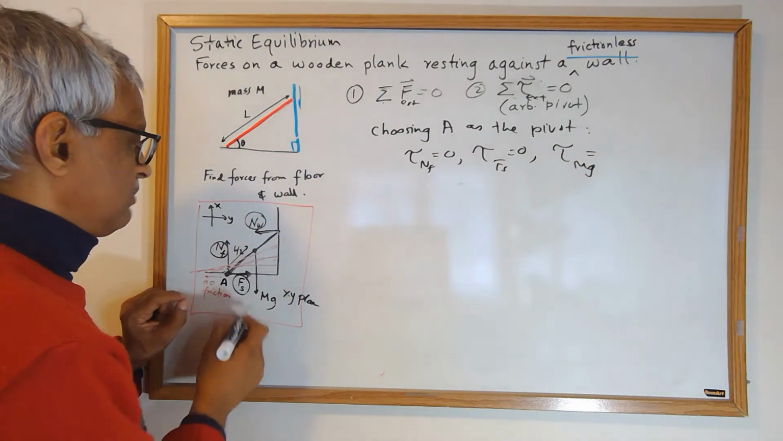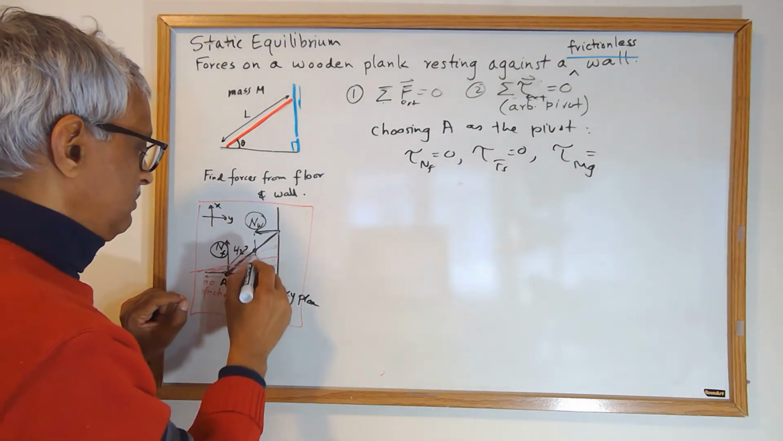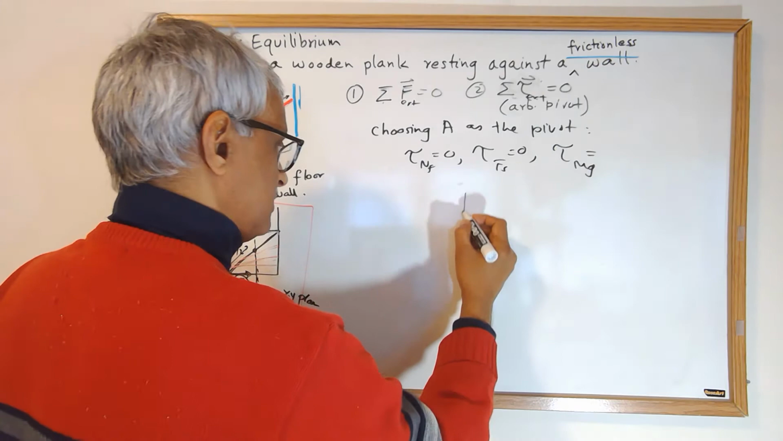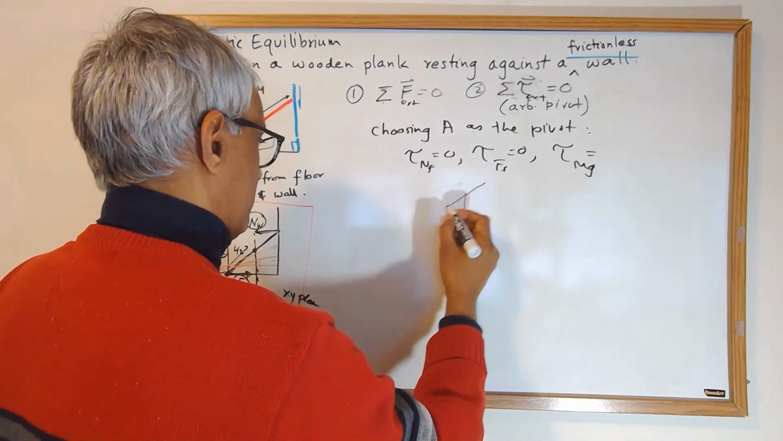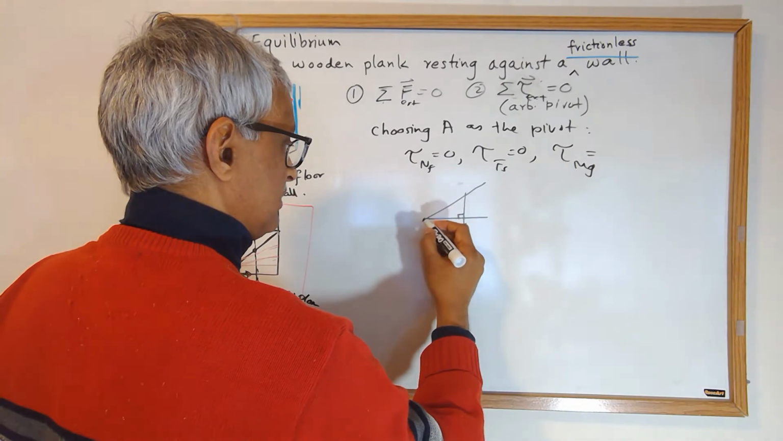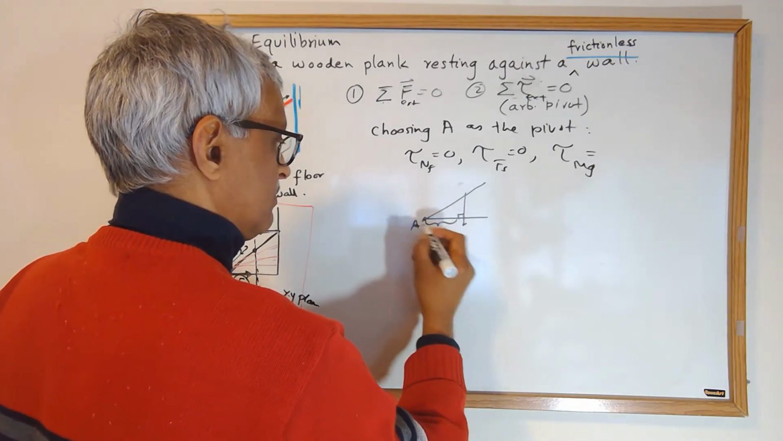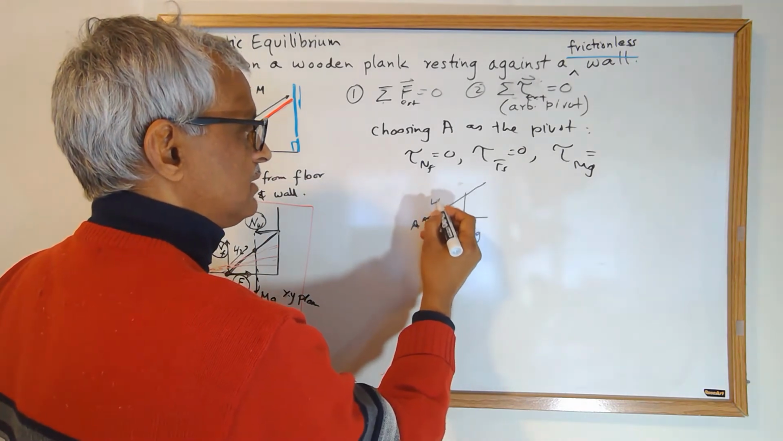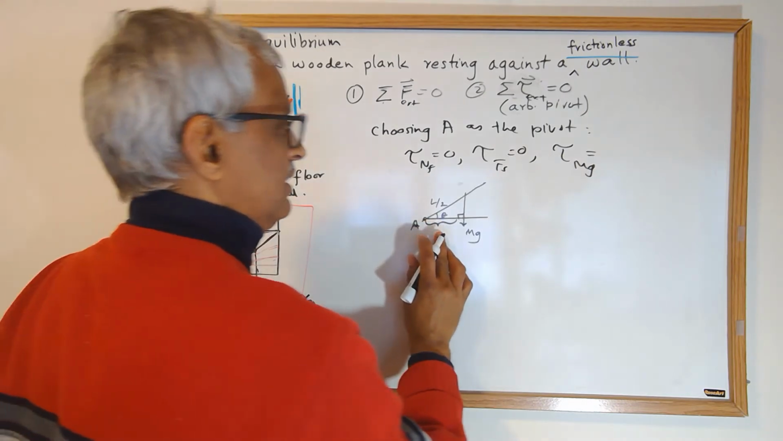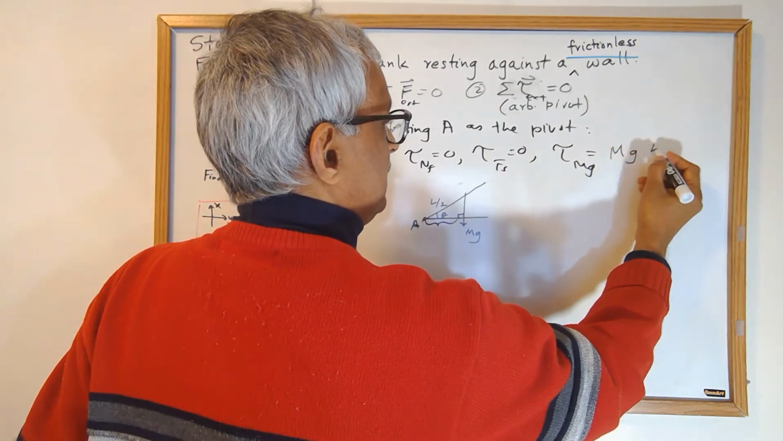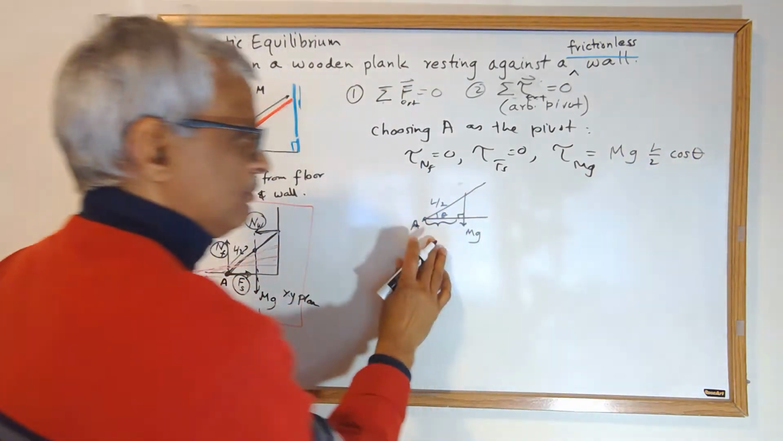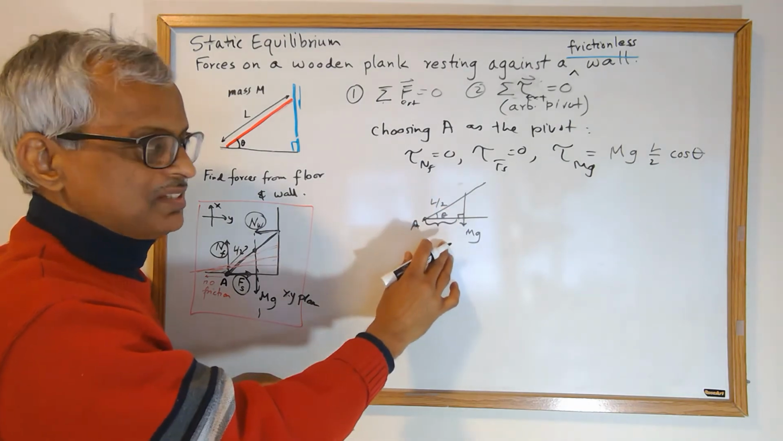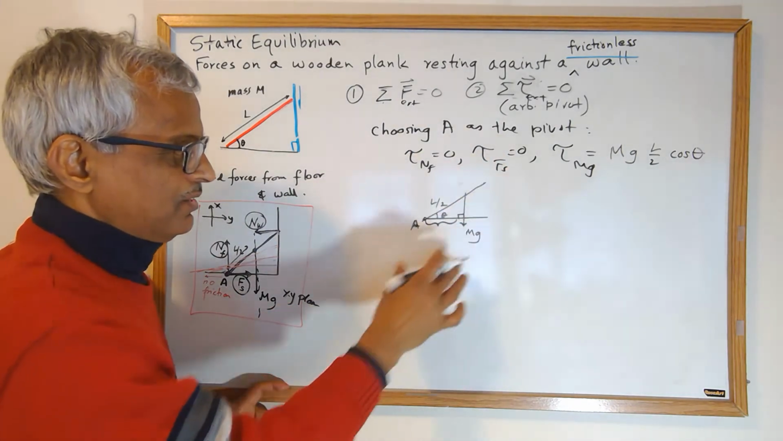So I need mg times the lever arm. You know this, so from here it drops. mg is going down like that, and this is the point A, so this is my lever arm. So the lever arm for mg, if this is theta and this is L over 2, is L over 2 cosine theta. So the torque is mg L over 2 cosine theta. Make sure you understand this, because if you make a mistake here, it's going to snowball and carry on, right?